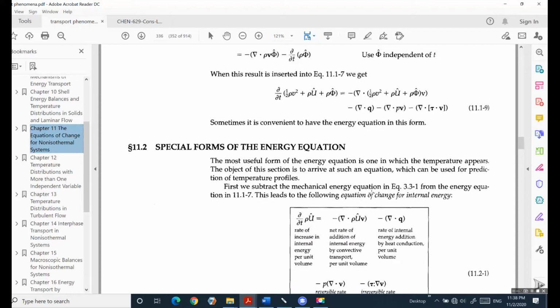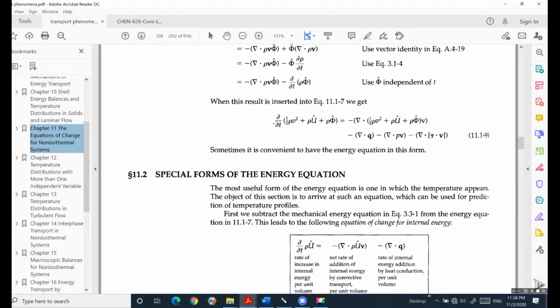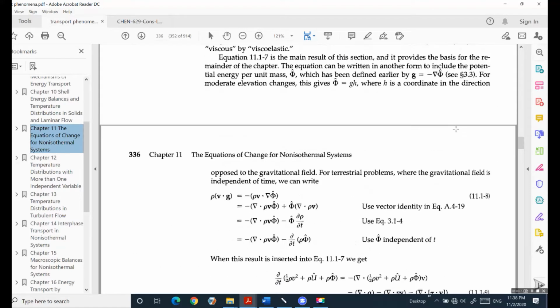All of them are the same, nothing changed. You can write in terms of U, in terms of enthalpy, in terms of potential energy, and in terms of the external force, and so on.